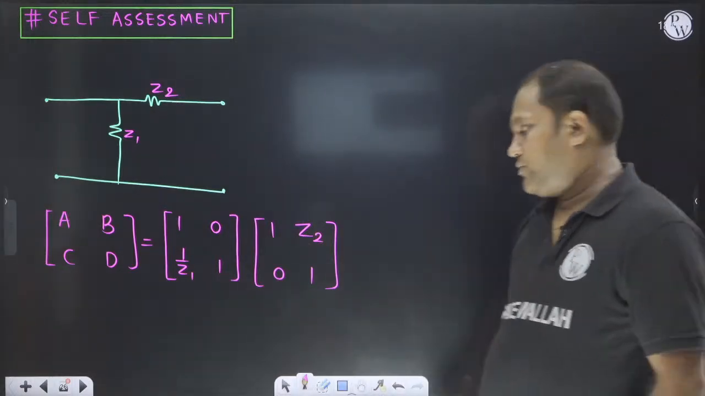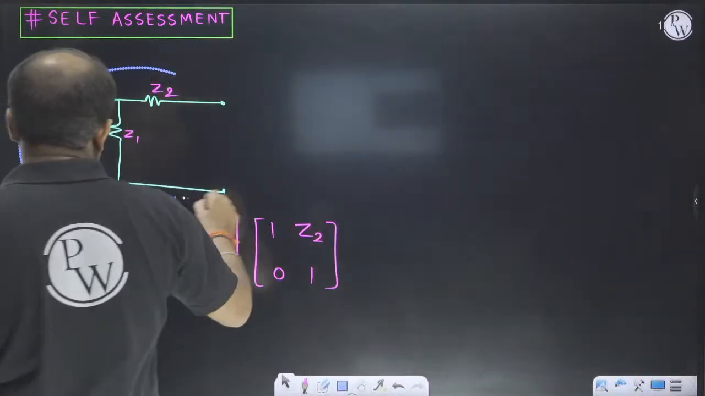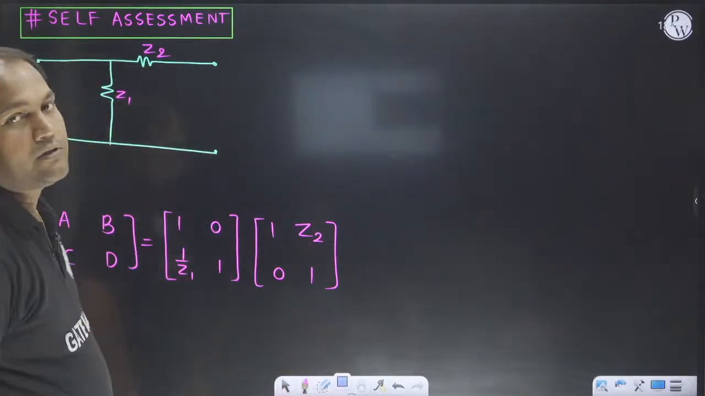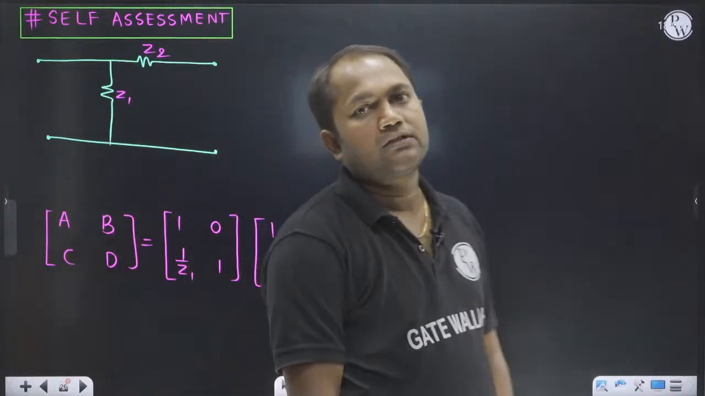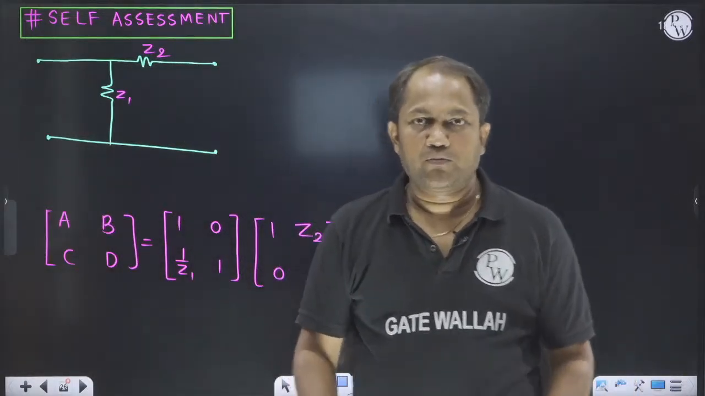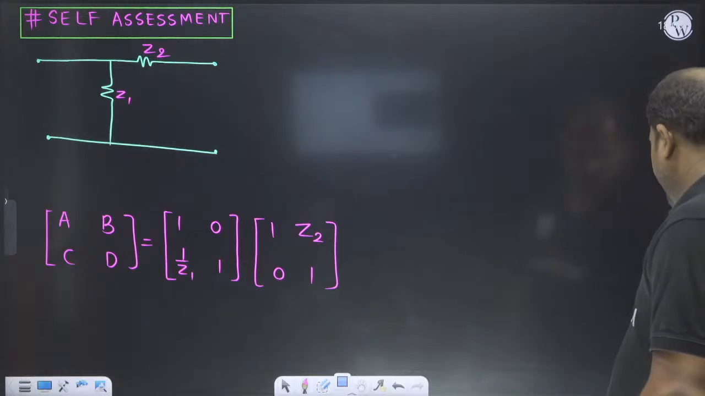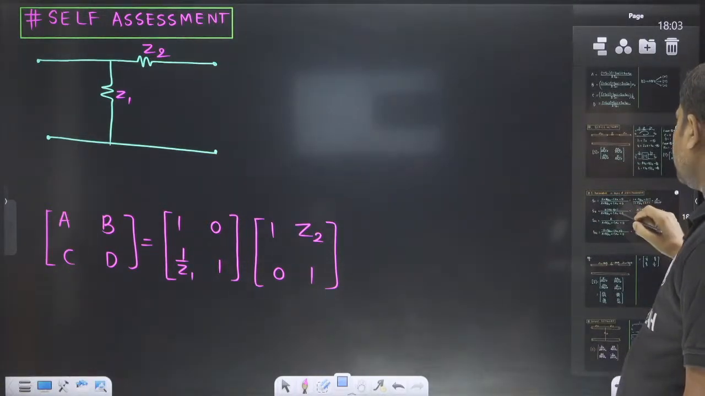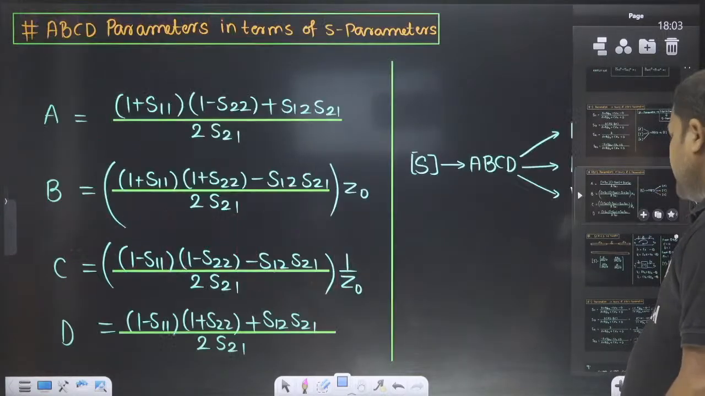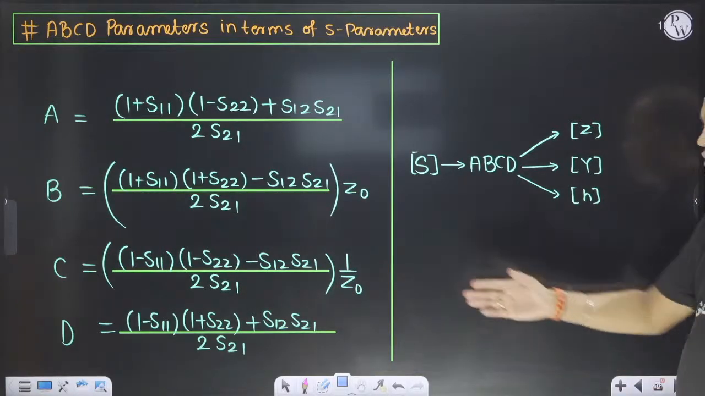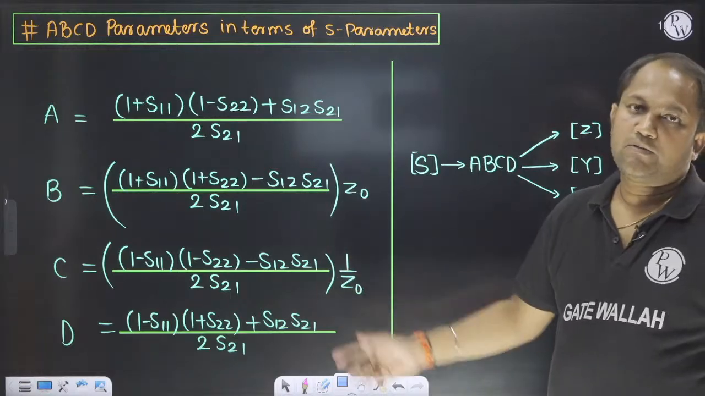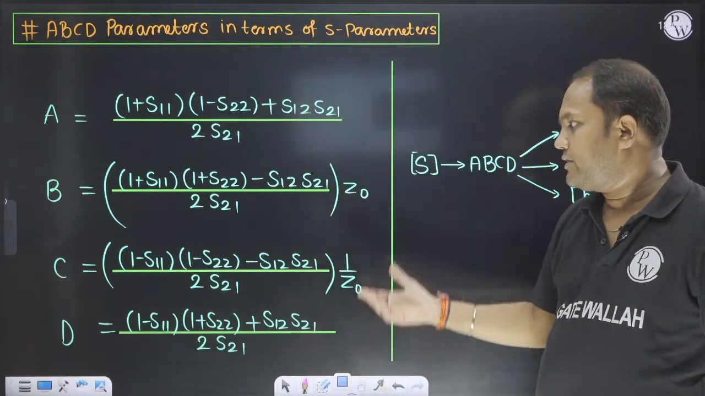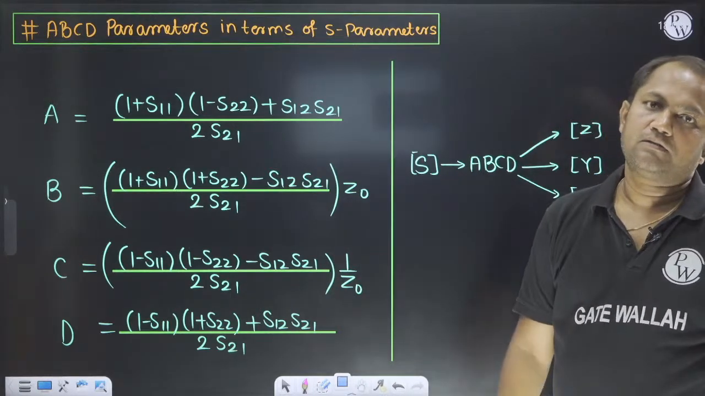All these questions may be asked in the GATE exam. They will give some S parameters and ask the question, so you have to find that out also. If the S parameter is given and you have to find ABCD, you will apply this formula. It is very easy. S11, S12, everything is given. Just put down the formula, and you will get the answer.